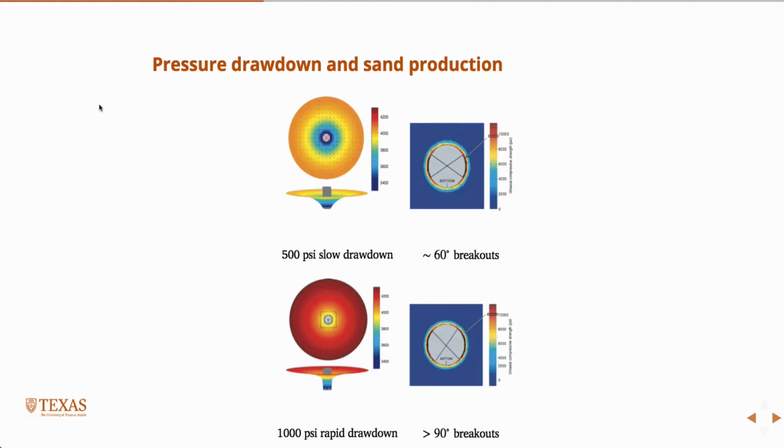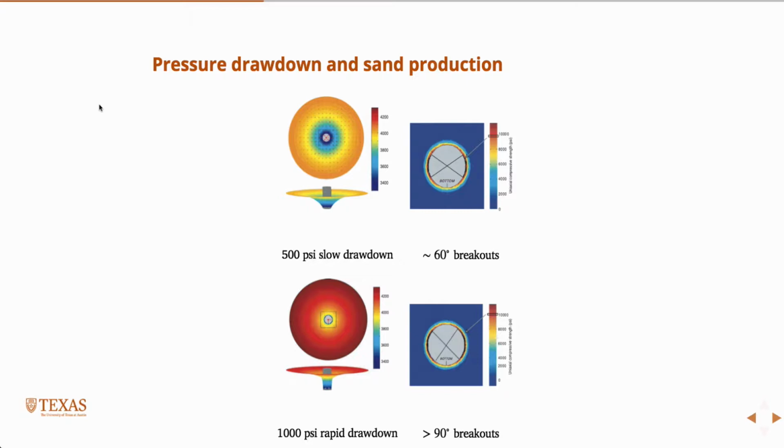So in this case, they looked at two different drawdown scenarios. One was a 500 psi slow drawdown. So I think, if I recall, what they meant by slow was, I think the difference was like 10 minutes and 1,000 minutes or something like that.